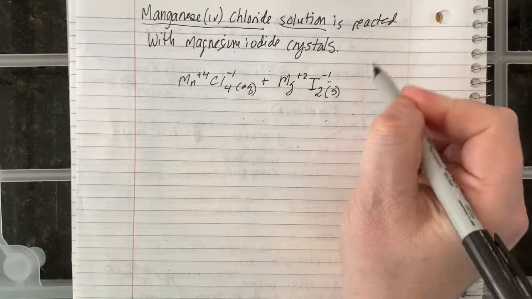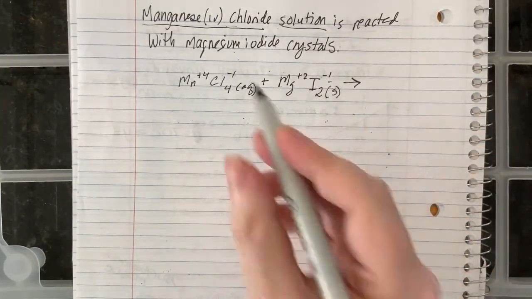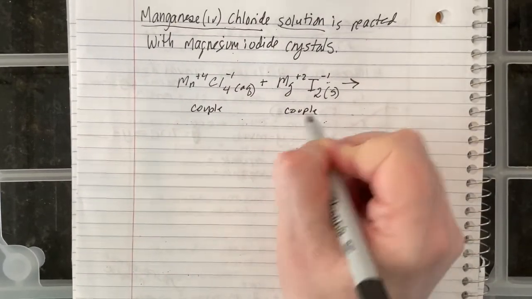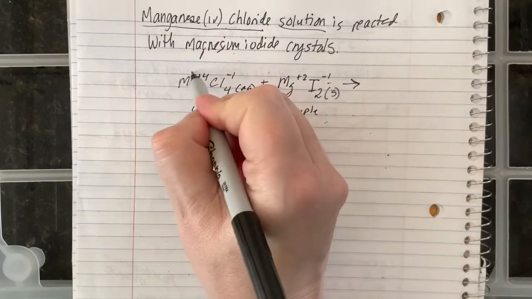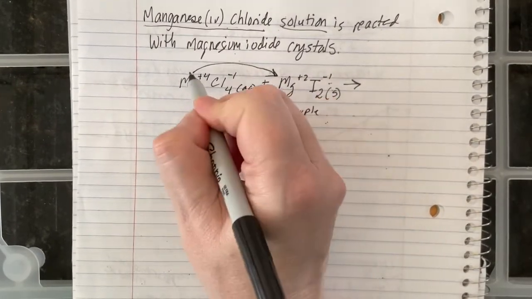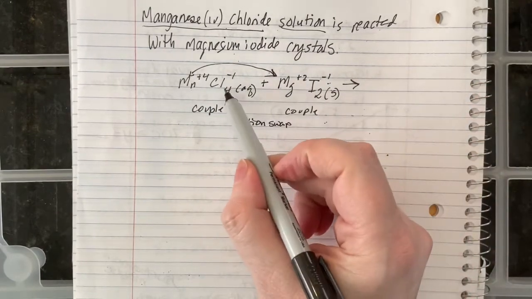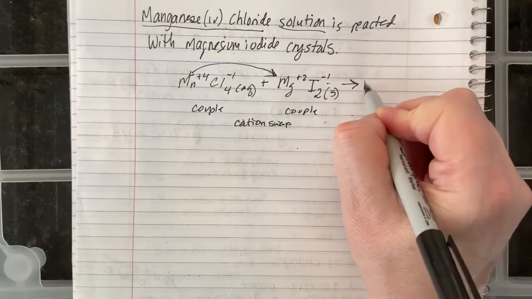Crystals, that gives me an indication that it's a solid. And I see this is a double replacement reaction because I have a couple and a couple. So I know I need a cation swap. So I'm going to write arrows between my cations. So my magnesium will now be with chlorine, and my manganese will now be with iodine.